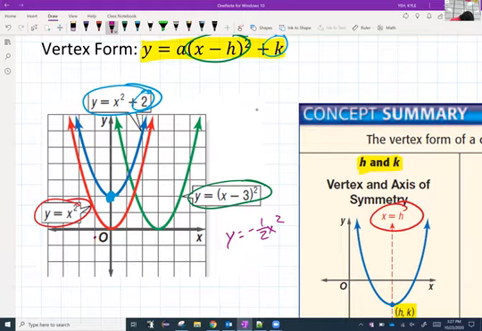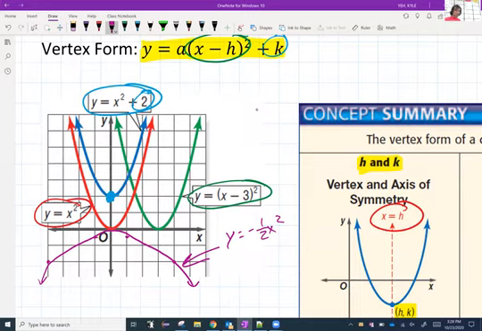So that will look something like this. 1, 2, 3, 4. Negative 1/2 x squared would look something like that. It's negative, it's facing down, it's negative 1/2, so it's super wide and gradual.